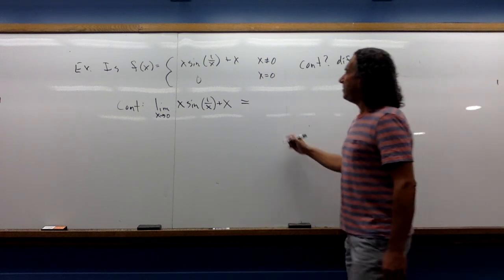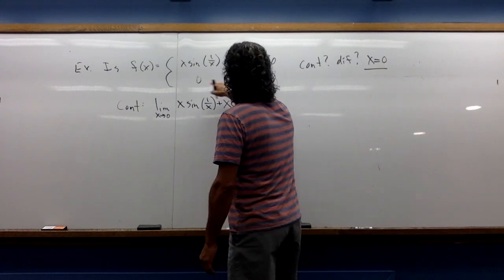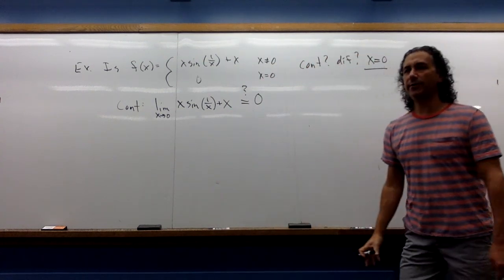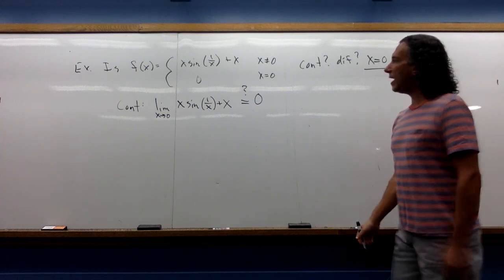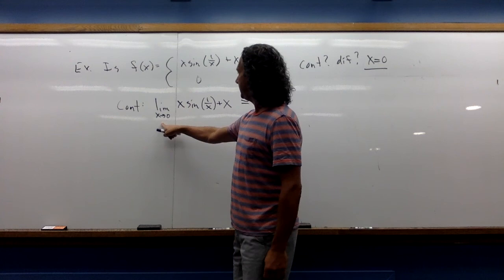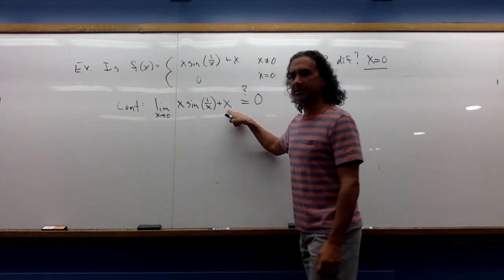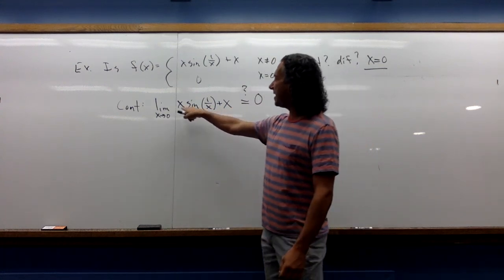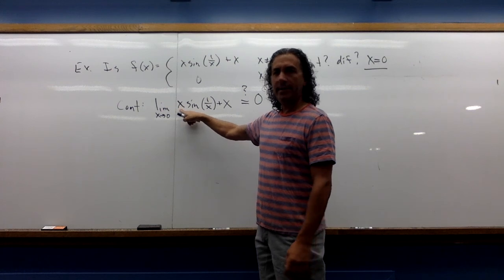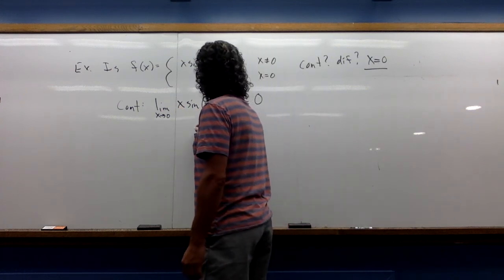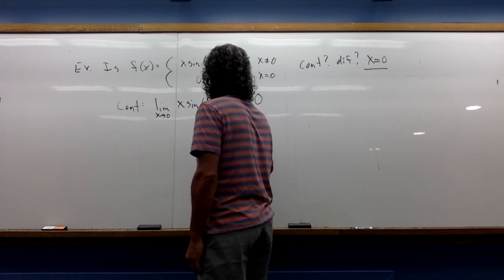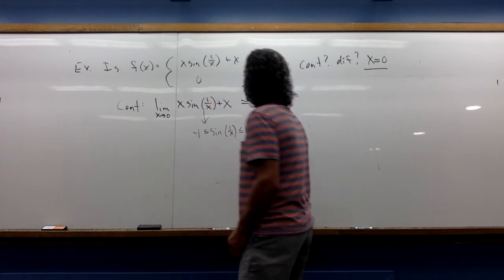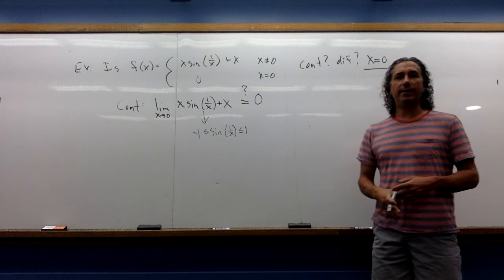So is that limit equal to 0? Because that's what f of 0 is. Well, as x approaches 0, this guy gets close to 0. This guy gets close to 0. And sine of 1 over x, it's bopping back and forth forever and ever between -1 and 1.